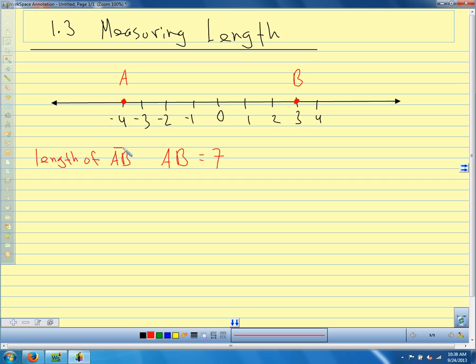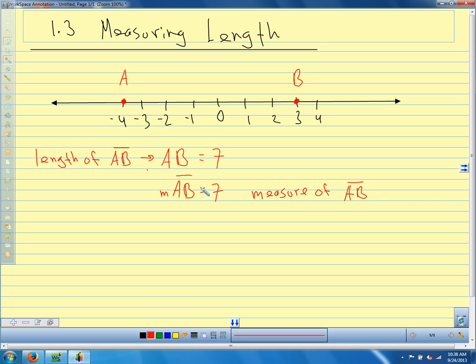Does it need arrows for a segment? No. So the length of segment AB, we write AB equals 7. And sometimes you'll see it written as MAB, which means the measure of segment AB. And there we would need a segment bar. Measure of segment. So these two things mean the same thing. That's how we find the length.